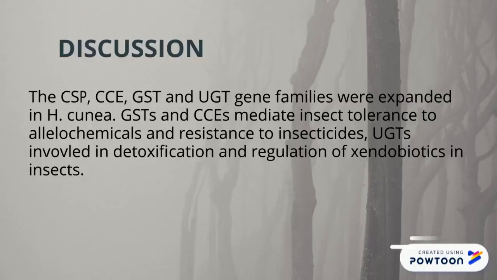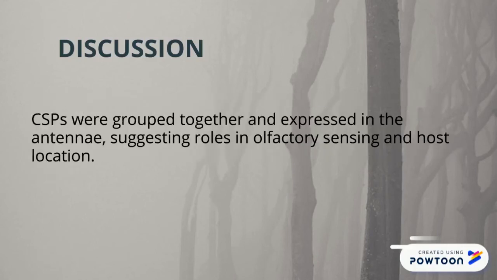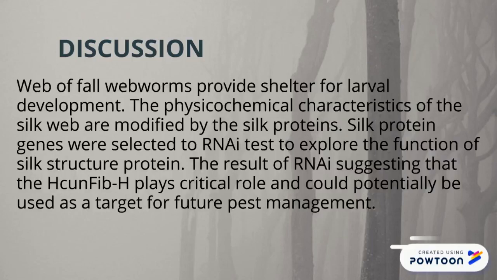As for discussion, the CSP, CCE, GST, and UGT gene families were expanded in Hyphantria cunea. GST and CCE mediate insect tolerance to allelochemicals and resistance to insecticides. UGT is involved in detoxification and regulation of symbionts in insects. CSPs were grouped together and expressed in the antenna, suggesting a role in olfaction, sensing, and host location.